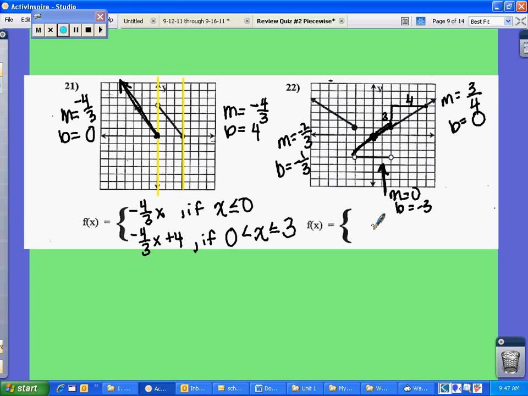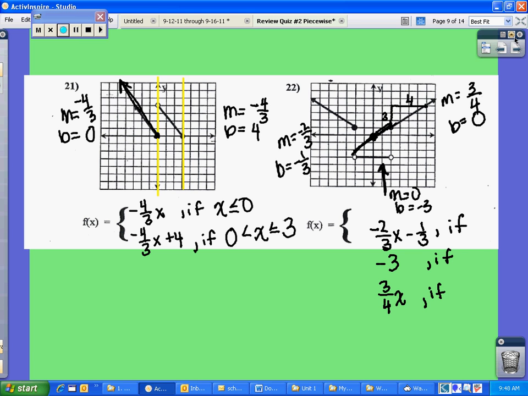So now I'm going to write my function. I'm going to have one piece right over here of negative 2/3 x minus 1/3, and that's if, we'll fill that in a second. Our next function is going to be 0x minus 3, or just negative 3, and that's if, we'll fill that in just a second. And then my last piece is going to be 3/4 x plus 0, or just 3/4 x. And that's if. Okay, so let's see what our boundaries are in this case.